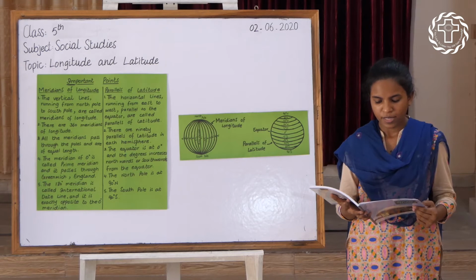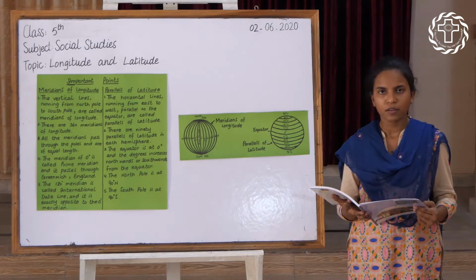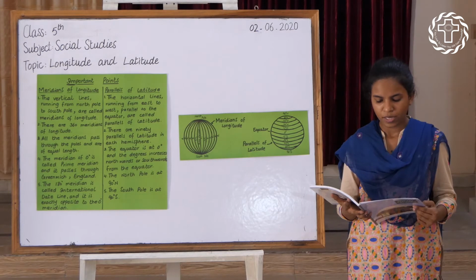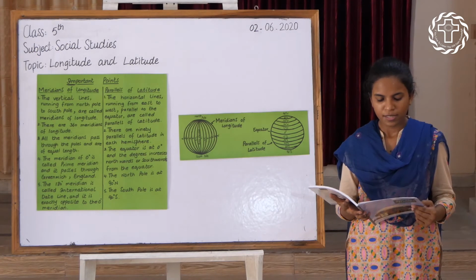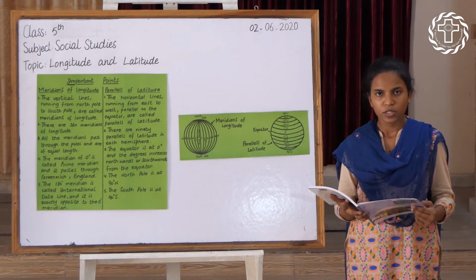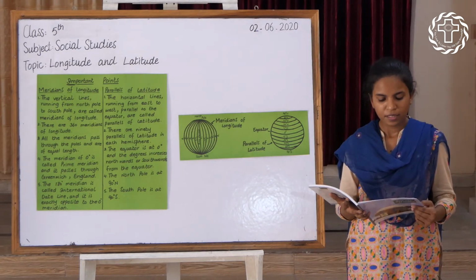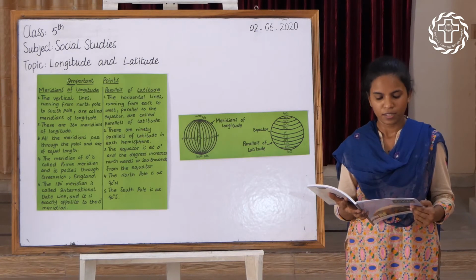Lines drawn to the west of the prime meridian are marked with W and those to the east are marked with E. The 180 degree meridian is exactly opposite the 0 degree meridian on the other side of the world. It is known as International Dateline, IDL. It is neither east nor west. When we cross the IDL traveling towards the east, we gain 1 day. When we cross the IDL traveling westwards, we lose 1 day.